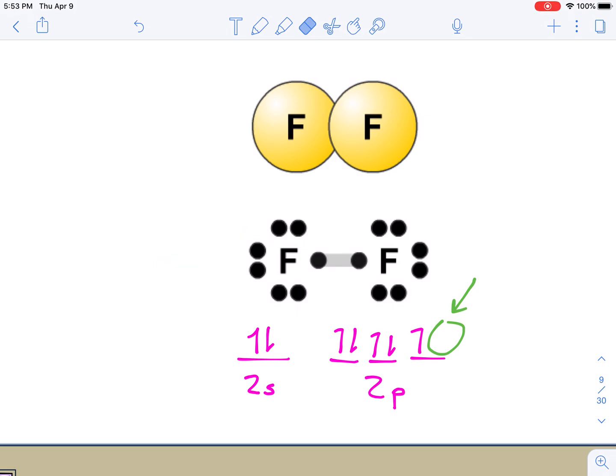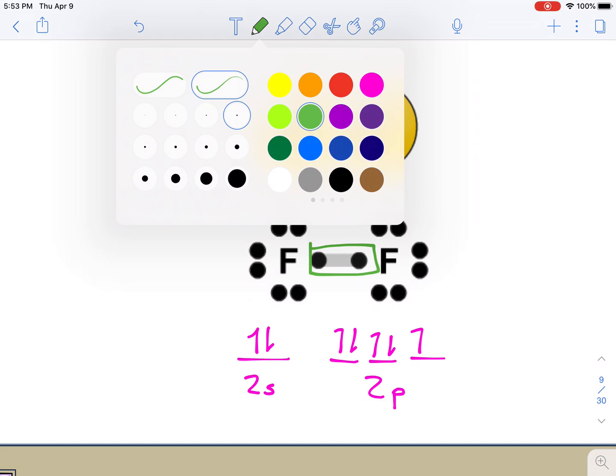So what do they do? Well, they work together. Instead of both being greedy and saying, well, I'm just going to keep my 7, you keep your 7, and we'll find a new partner, they say, well, let's work together. What if we share these 2 valence electrons, i.e.